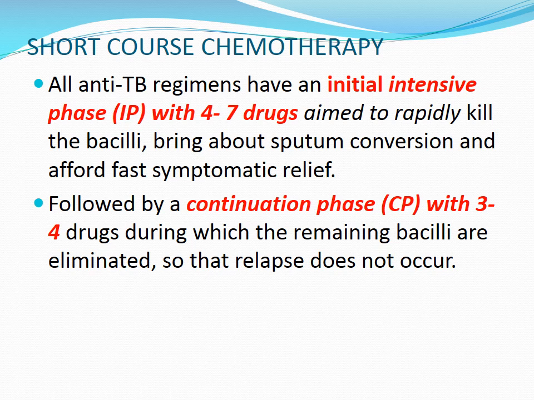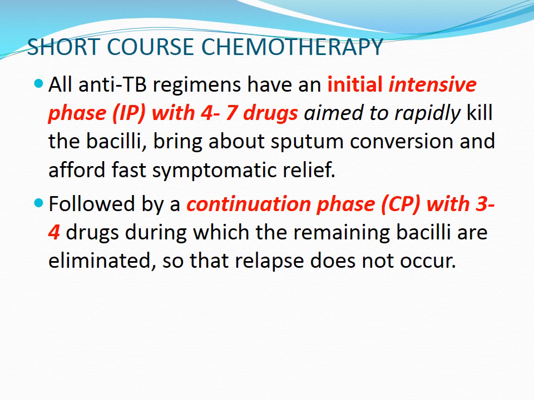This is followed by the next phase, which is the continuation phase, called CP. So intensive phase, short form IP, continuation phase, short form CP. In the continuation phase, we have already aggressively treated the tuberculosis in the intensive phase. Now we are going to reduce the number of drugs, and here we are only giving 3 to 4 drugs. In some tuberculosis 3 drugs, in some 4 drugs.